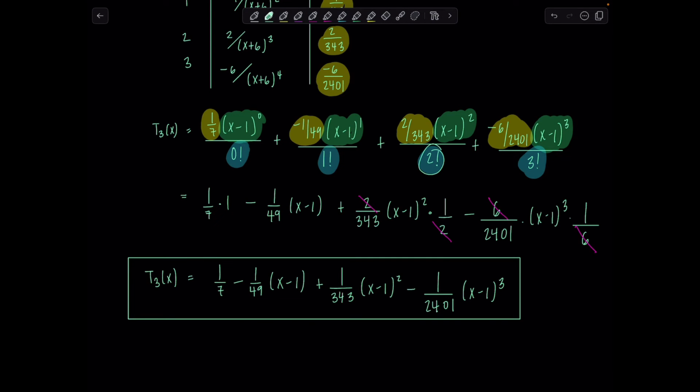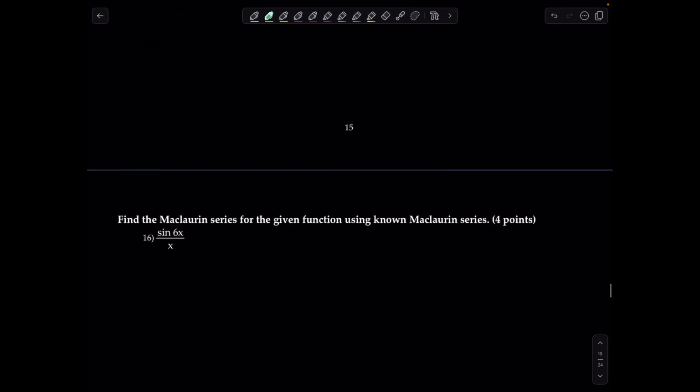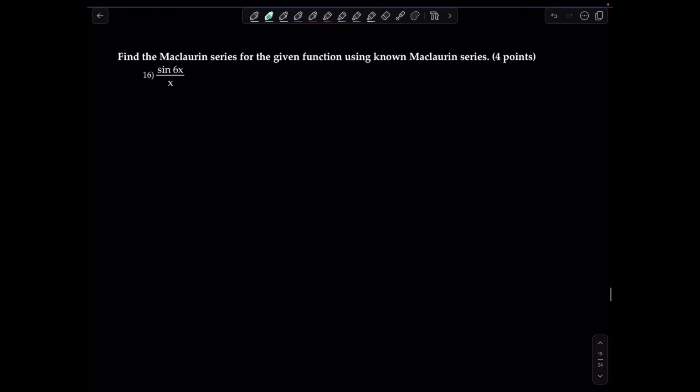All right, very good. Moving on, find the Maclaurin series for the given function using known Maclaurin series. So not using the definition, not the long way, making a table, just using a known Maclaurin series. So the first thing I notice is, there's sine of something. So let's see, do you remember what the Maclaurin series is for sine of x?